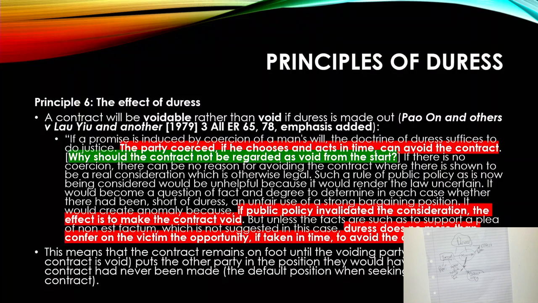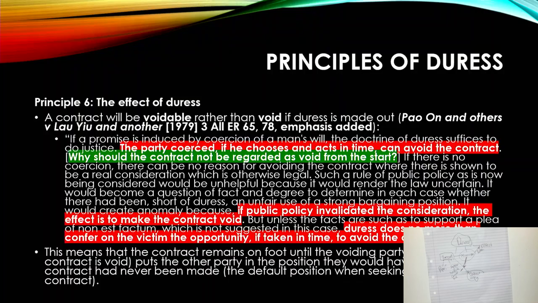It's saying that we can't create the uncertainty that someone would claim their contract is void and someone would claim the contract is not. Right? We can't create an uncertainty as to the status of the contract. We must wait for the court to adjudicate the status of the contract when somebody brings a claim of duress or a defense of duress. Then and only then will the contract be declared to have not existed. Okay? And that's why the court there says duress does no more than confer on the victim the opportunity, if taken in time, to avoid the contract.